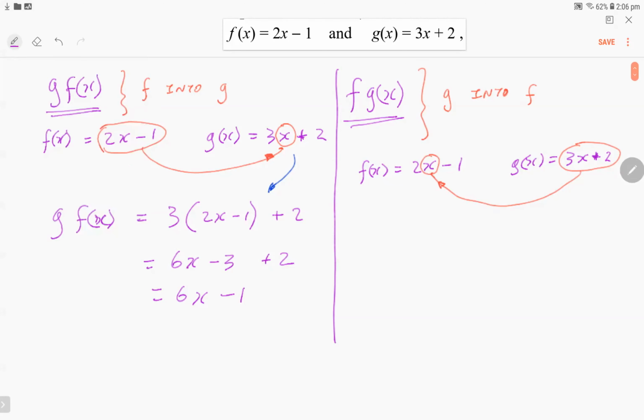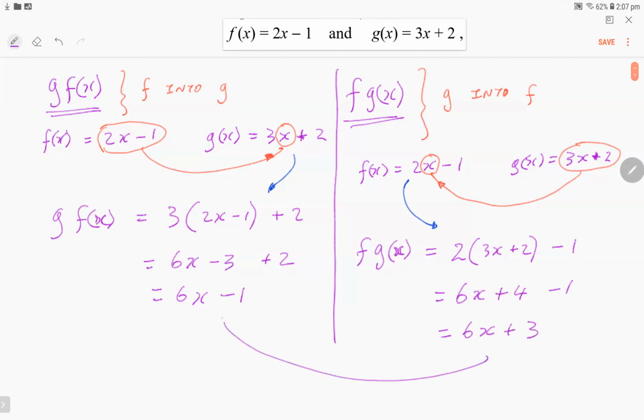I just need to practice this thing. So my f of g of x, when the g goes into f, becomes 2 times, where the x is now, 3x plus 2, minus 1. Because you have placed g into f, and this is the result after placing g into f. And you work it out. F of g means g into f. So this becomes 6x plus 4 minus 1. 4 minus 1 is 3. So I get 6x plus 3.